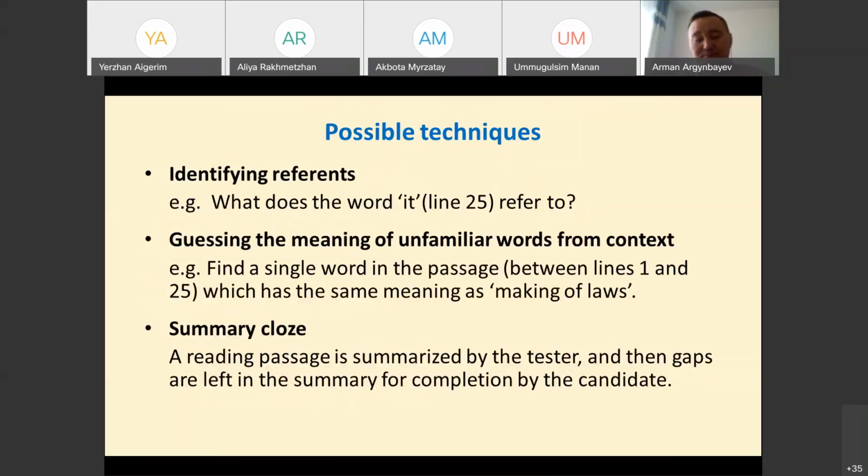Identifying reference. So what does the word "it" in line 25 mean? What does the word "commemorate" in line 15 mean? Guessing the meaning. I've mentioned it just a second ago. And summary cloze.